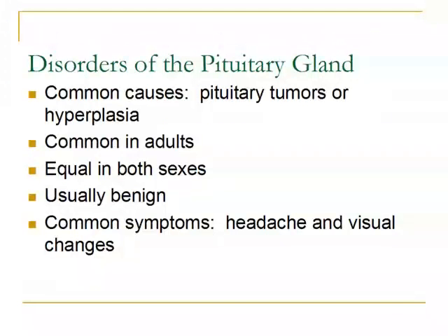Typically about 70 to 90% of the anterior pituitary gland is going to be damaged before the patient is going to actually have clinical symptoms develop that will bring them to their primary care provider.